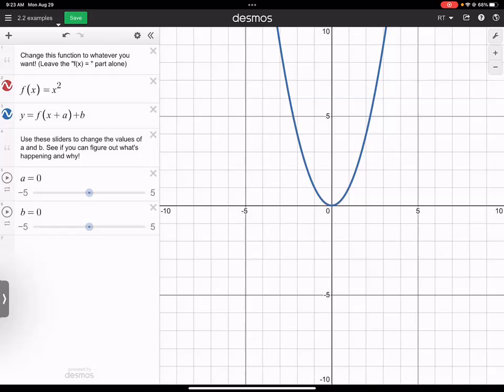Right, so again, pull the graph up, try messing around with it. I would do one at a time. First, change a, see what that does. Change b, see what it does. Try them together, see if you can come up with a rule or whatever for how these things are changing functions.